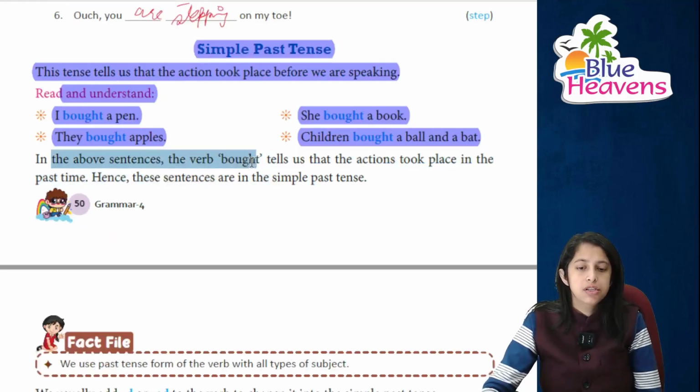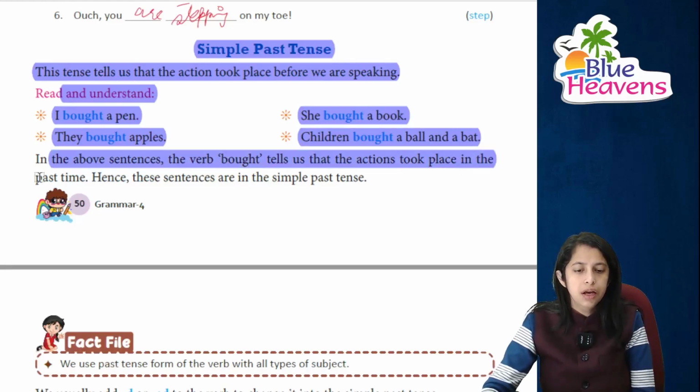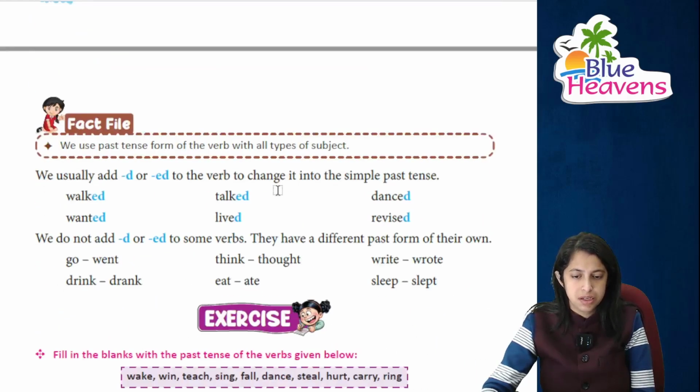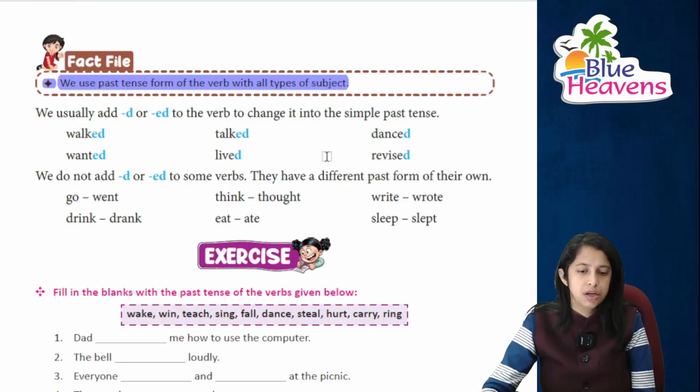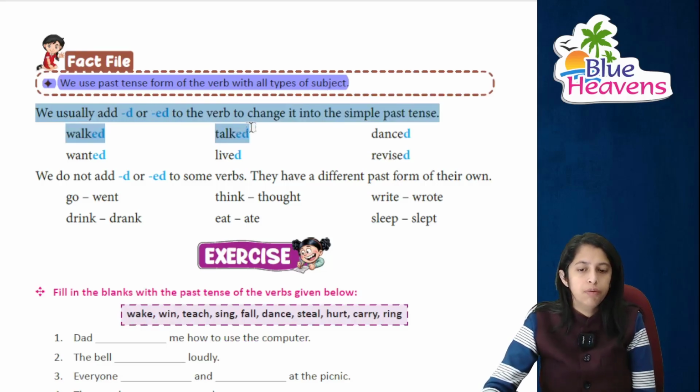So in the above sentences the verb bought tells us कि action took place in the past time, वो past tense में हो चुका है, and hence the sentences are in simple past tense, right? There is a fact file that we use the past tense form of verb. सारे types of subject से हम use कर लेंगे. We usually add d or ed to the verb to change it from simple to past tense, तो हम d या फिर ed लगा देते हैं.